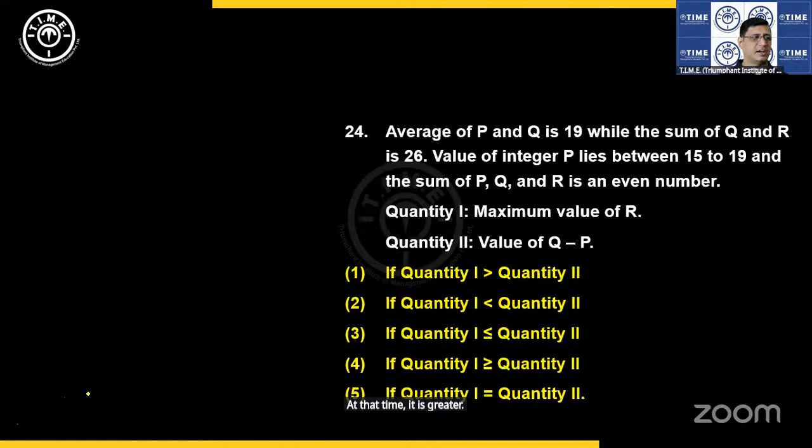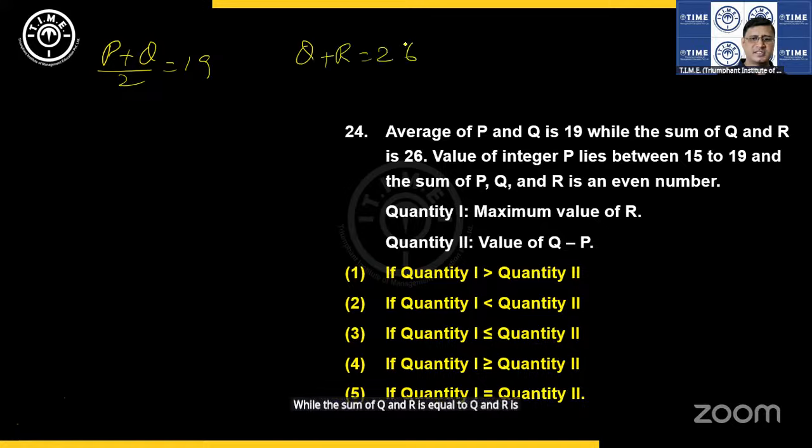Now look at the next example. Average of P and Q is 19, while the sum of Q and R is equal to 26. The value of the integer P lies between 15 and 19. And the sum of P, Q, R is an even number.